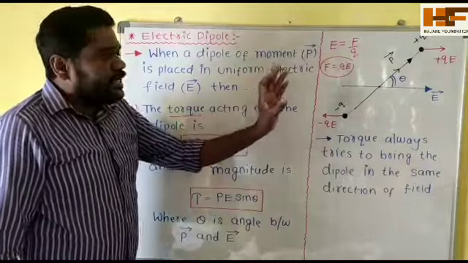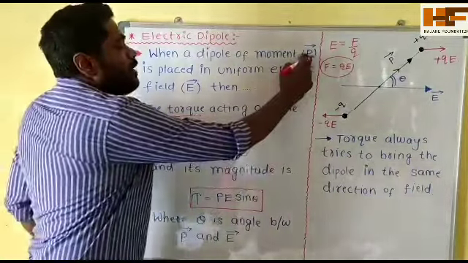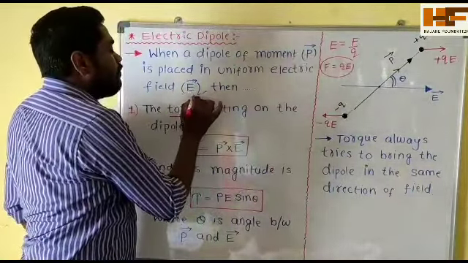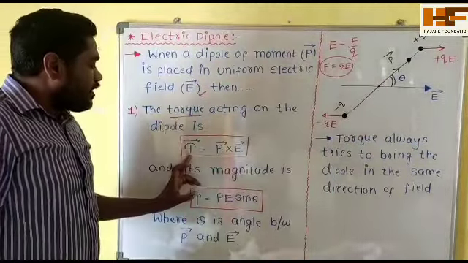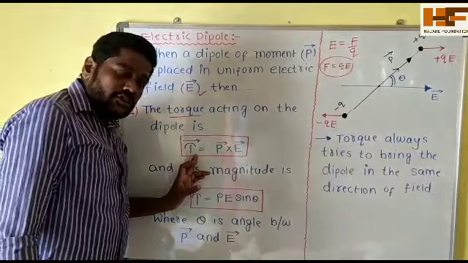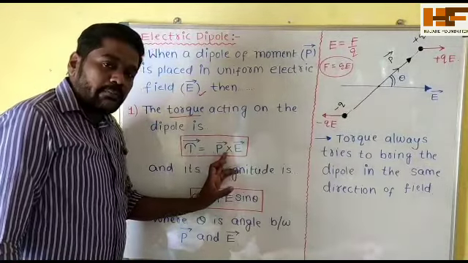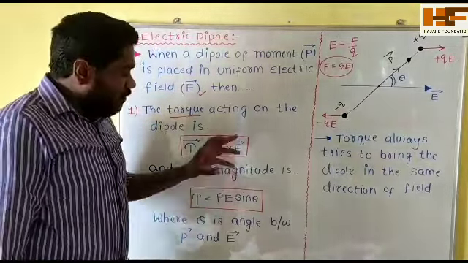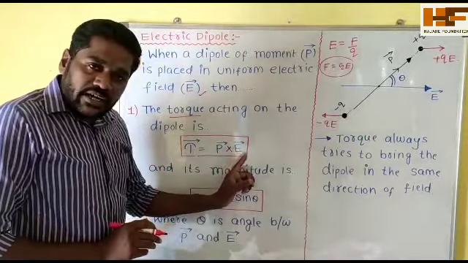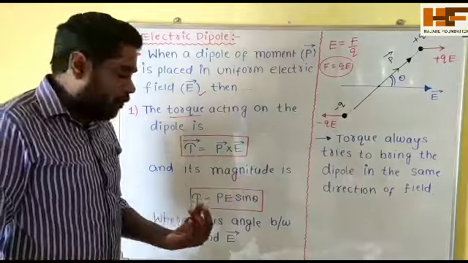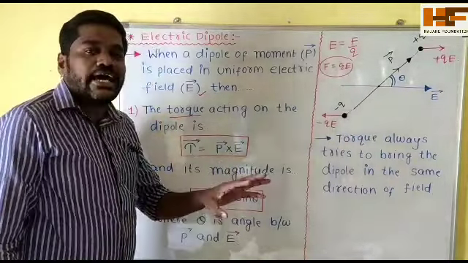Therefore when a dipole with the dipole moment P bar is placed in a uniform electric field E bar at an angle theta, the torque acting is a vector quantity. That is tau bar is equal to P bar cross E bar. Whenever you want the magnitude, we have to eliminate this vector form and convert into magnitude form. Therefore tau is equal to P E sine theta.